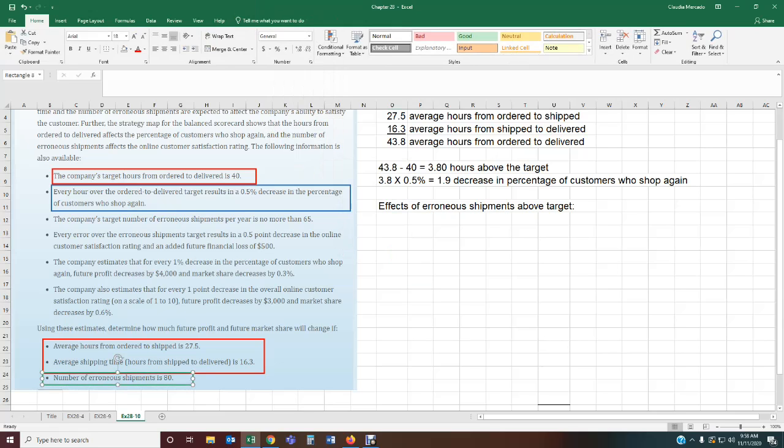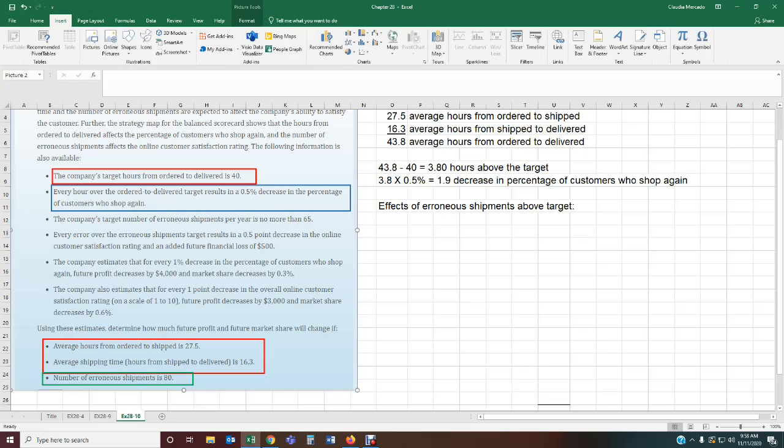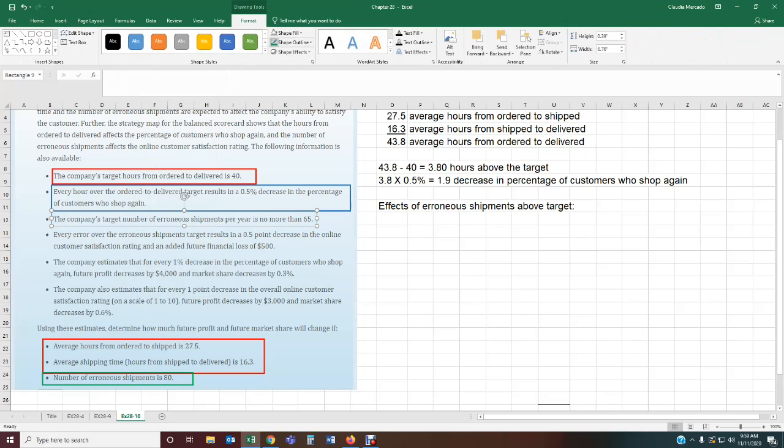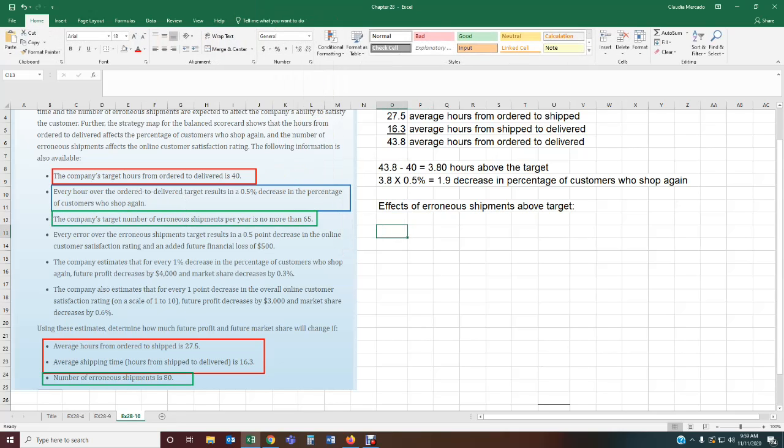Well, what was our target? Our target was 65. We were anticipating to make 65 errors a year. We're making 80 errors a year. So that's not very good. So I've got 80 errors currently. I'm going to subtract my target of 65 errors from that. So that's 15 errors above the target. 80 minus 65 gives you 15. Now I've got 15 more errors than I anticipated.